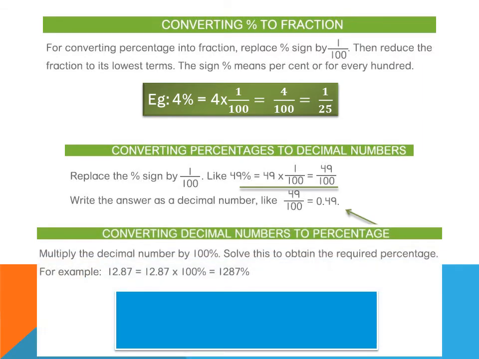Now converting decimal numbers to percentage. This is just the reverse of what we did earlier. Multiply the decimal number by 100%. Solve this to obtain the required percentage. For example, 12.87 is equal to 12.87 into 100%, which will give you 1287%.